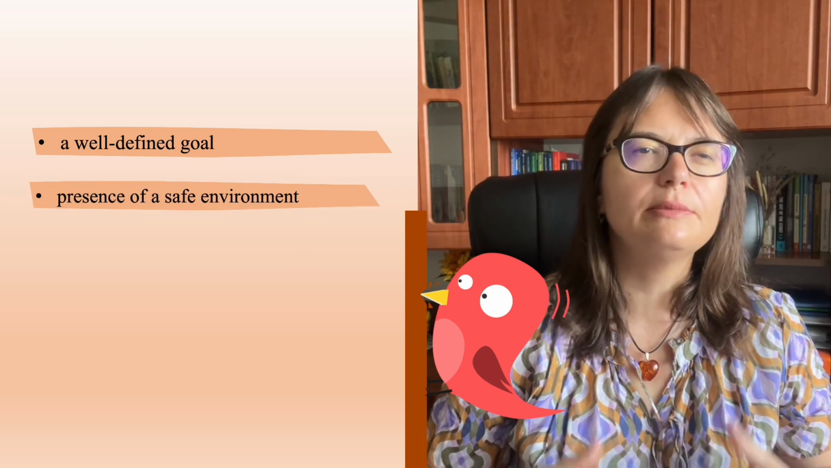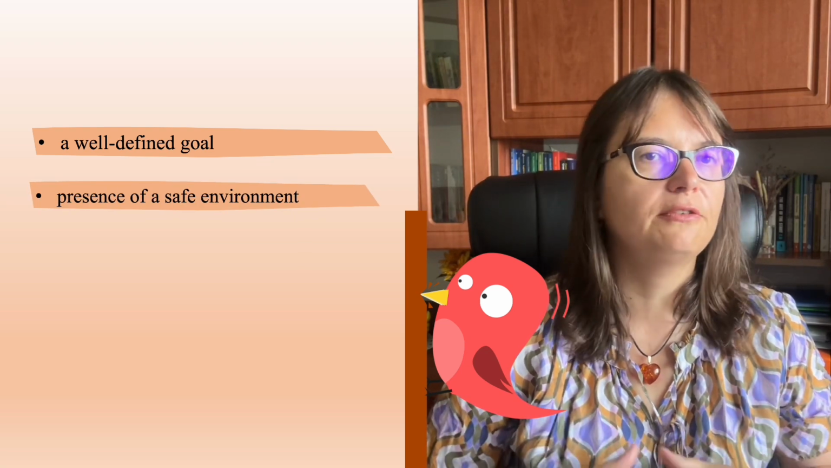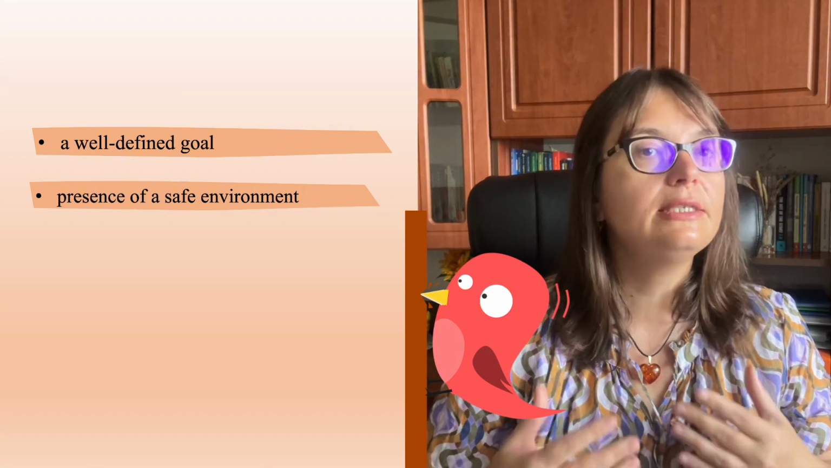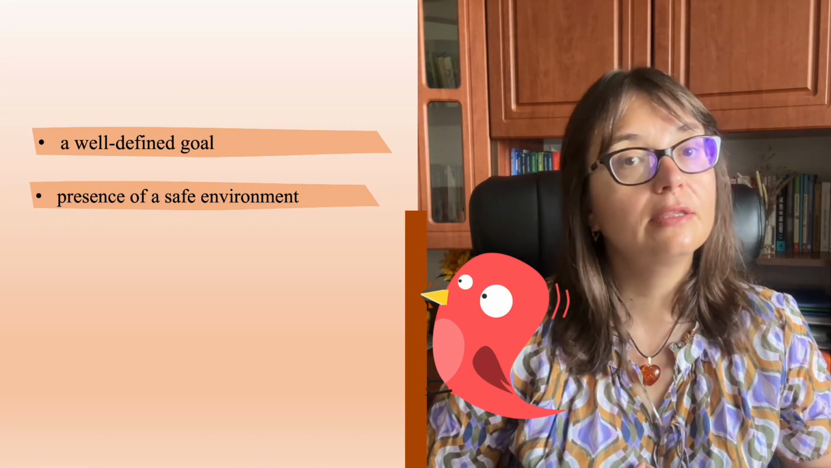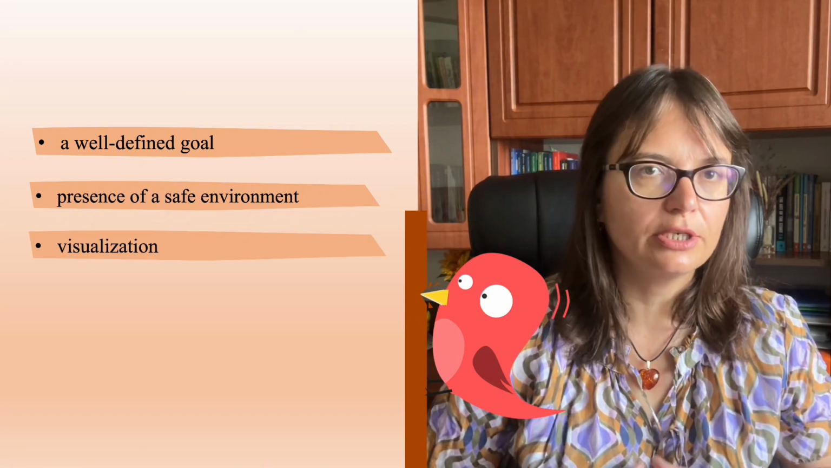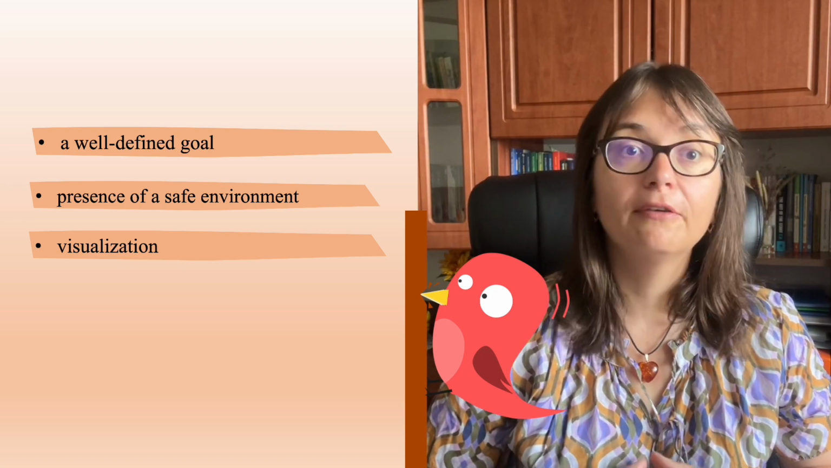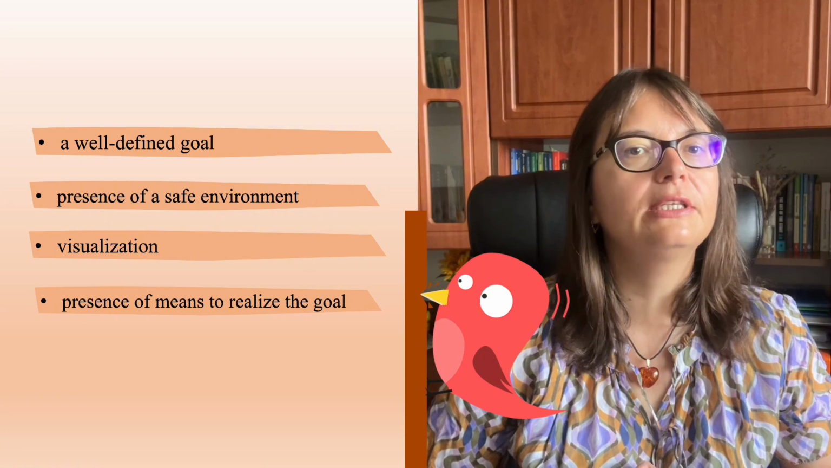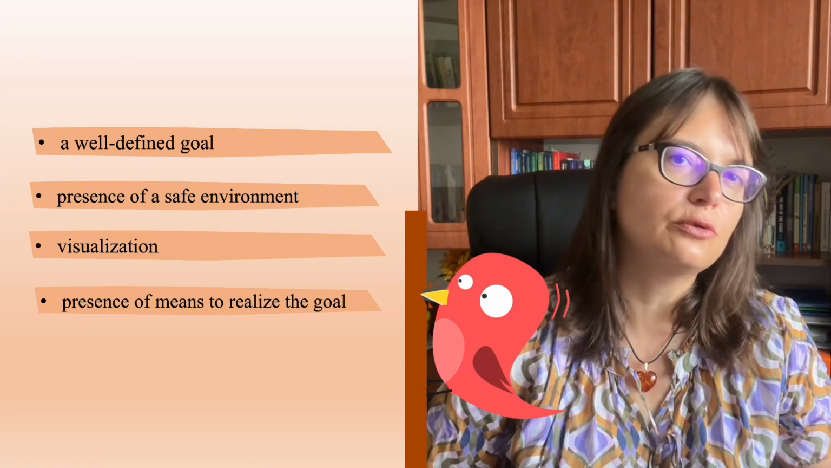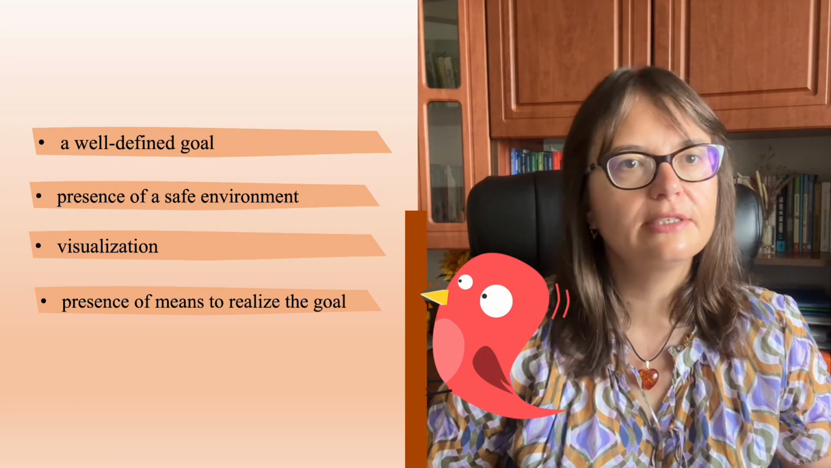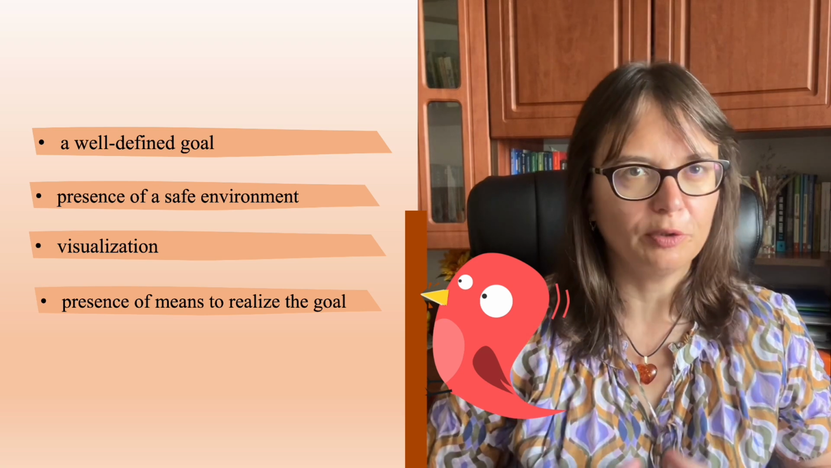So the woodpecker seems to be calm because it doesn't feel threatened in any way and is motivated to keep going. The third component is visualization. The woodpecker can picture the way the realized goal looks like. Finally, the fourth component is about the presence of means to realize the goal. In the woodpecker's case, this is about the presence of a strong beak.